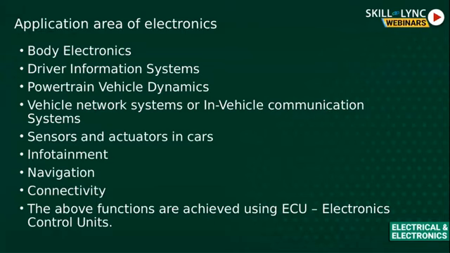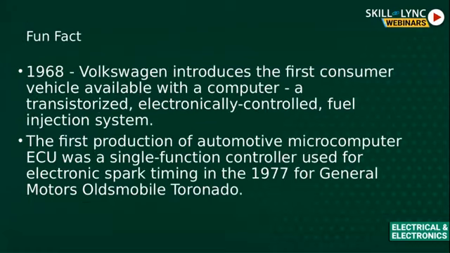Here the next slide is a fun fact. This is a very important fact. In 1968, Volkswagen introduced the first consumer vehicle available with a computer. It was a transistorized, electronically controlled fuel injection system. The first production of automotive microcomputer (ECU) was a single function controller used for electronic spark timing in 1977 for General Motors Oldsmobile Tornado.